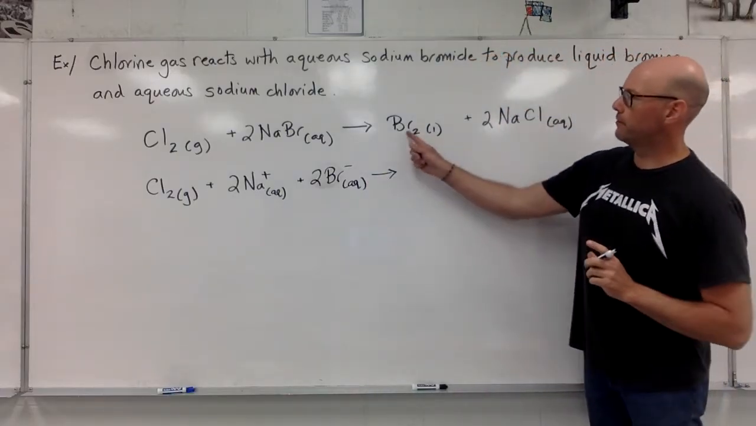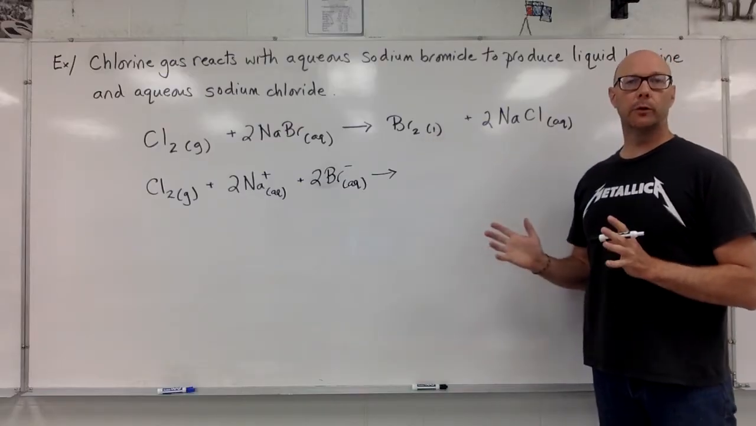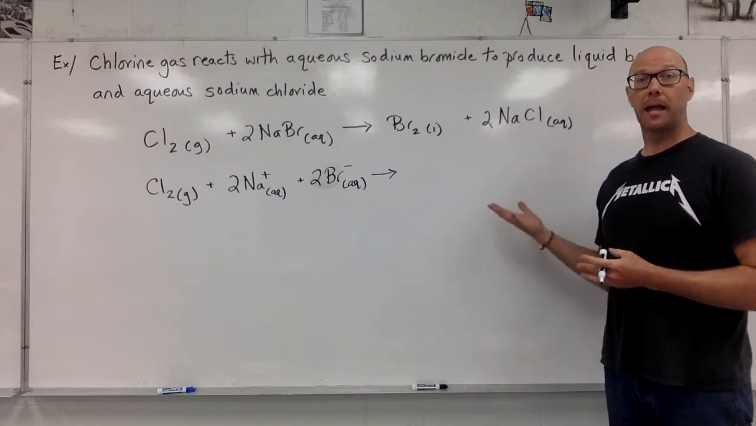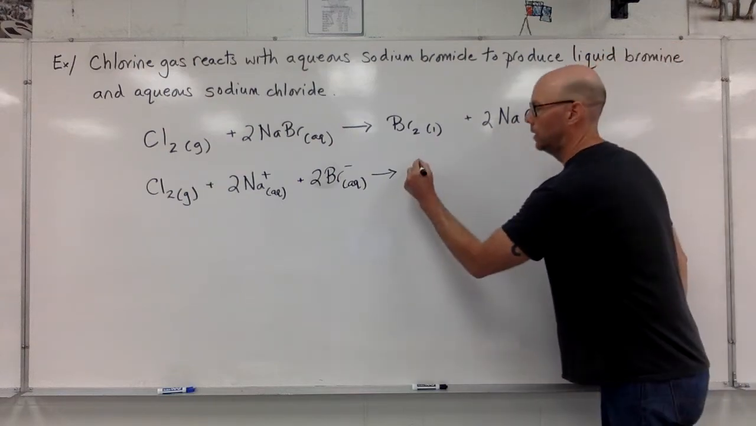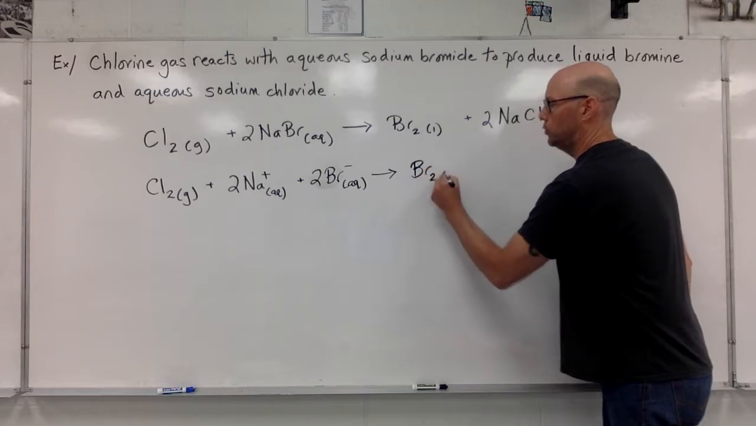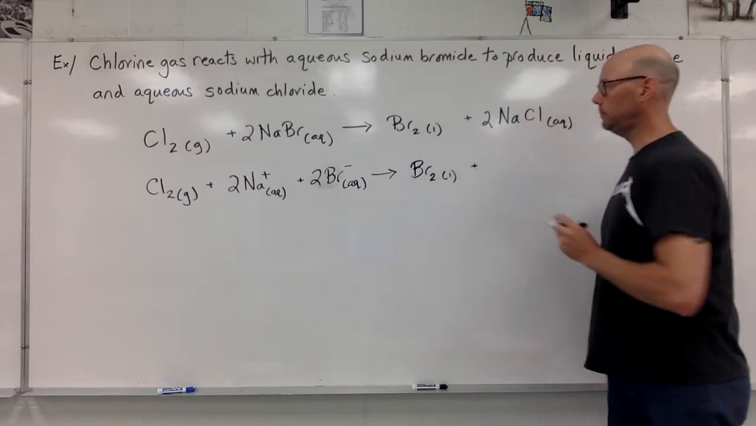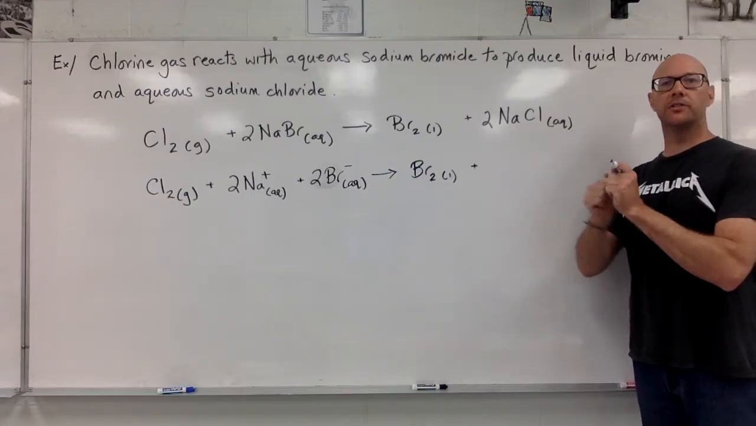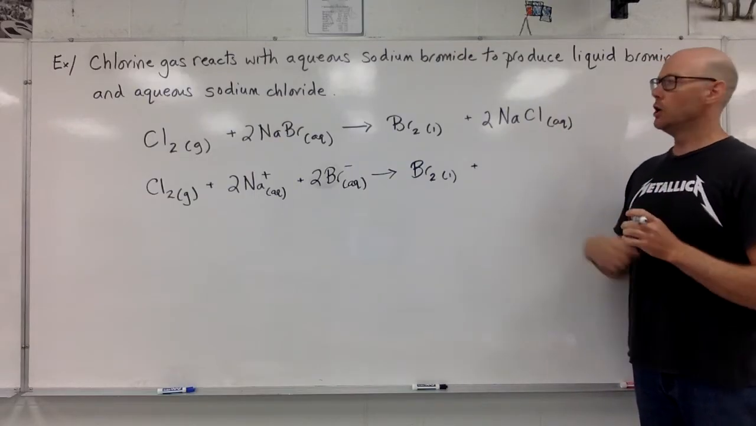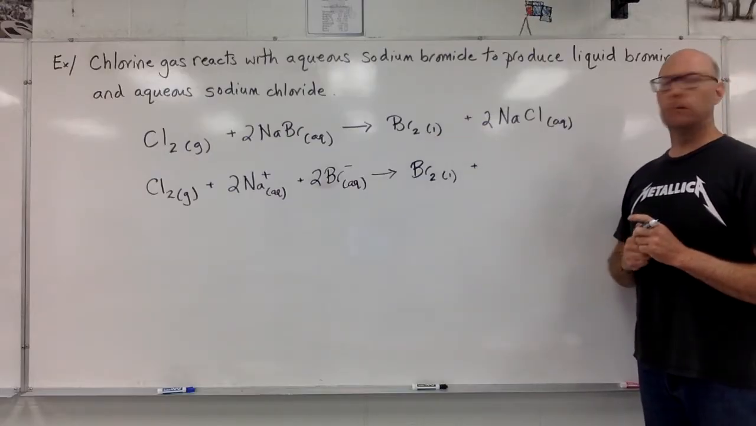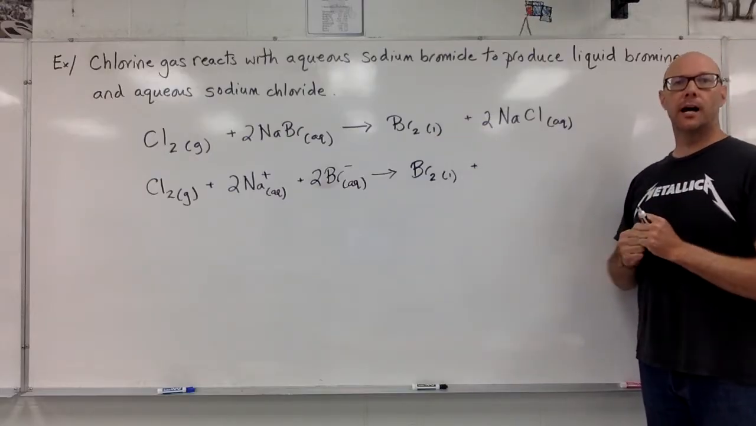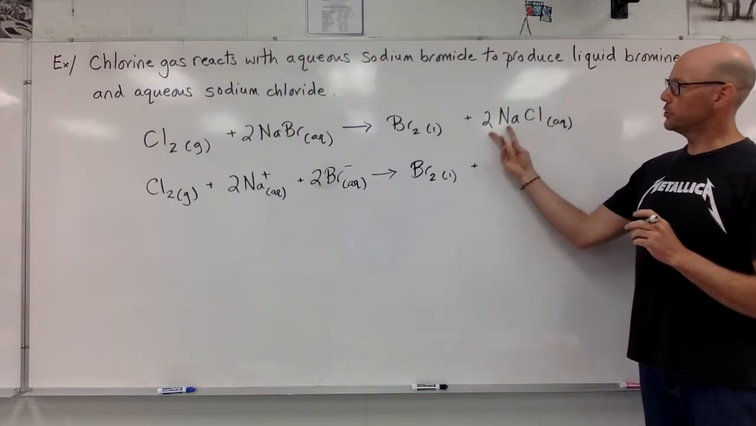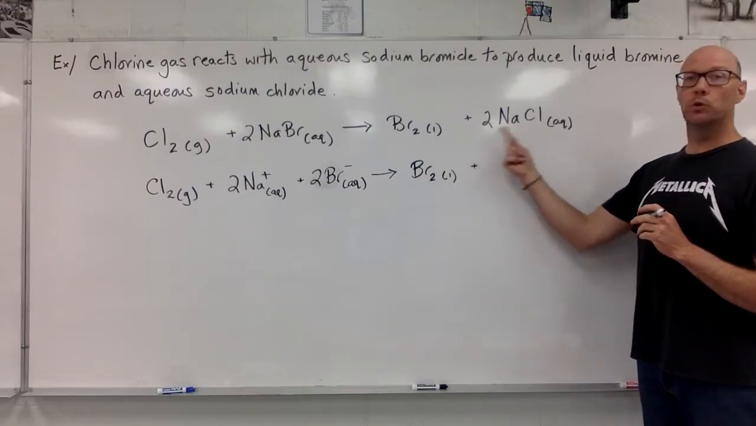On the product side, I have Br2 liquid, bromine liquid. Liquids do not dissociate. I'm going to recopy that chemical down into my next line. Br2 liquid. I have 2 aqueous sodium chlorides. Because it's aqueous, it is going to dissociate. Just like I did with the sodium bromide before, I'm going to separate this into its ions and also show the appropriate number. This is 2 sodiums, but it's also 2 chlorides.